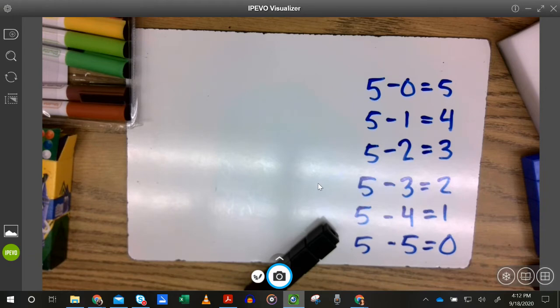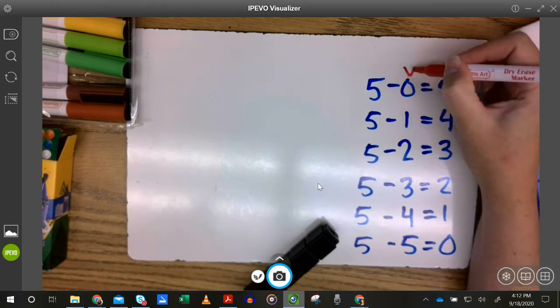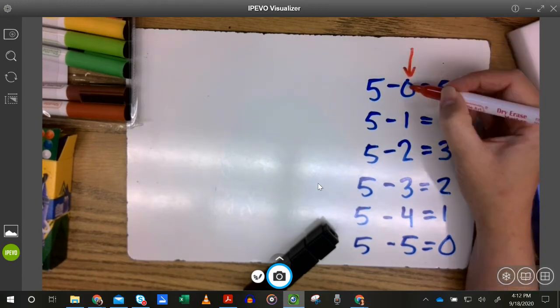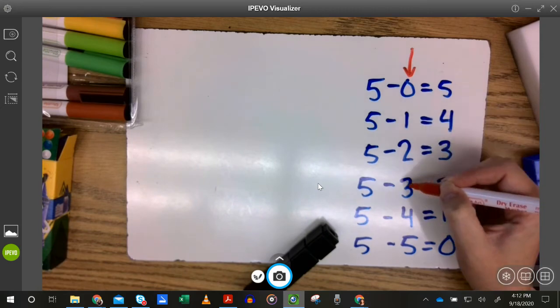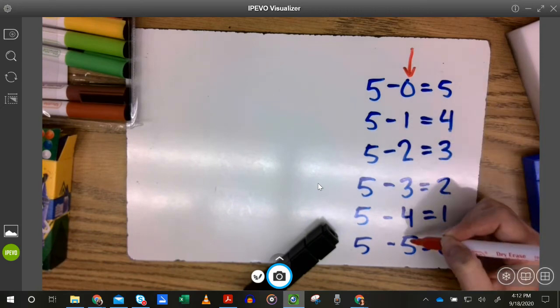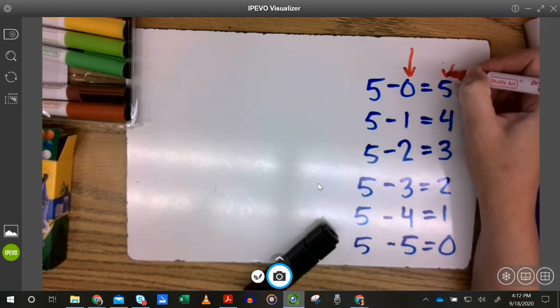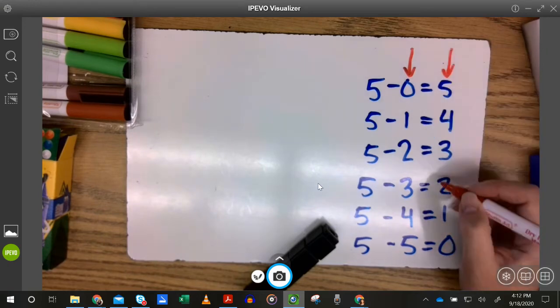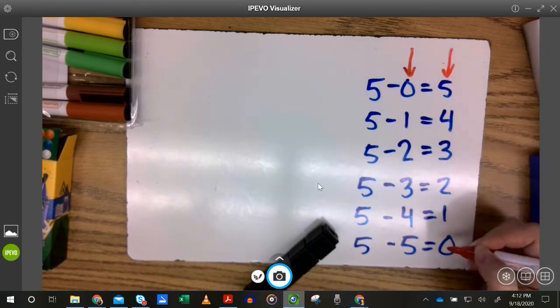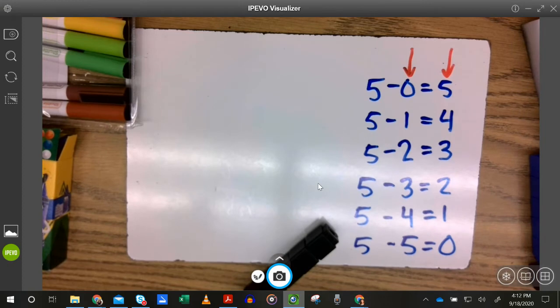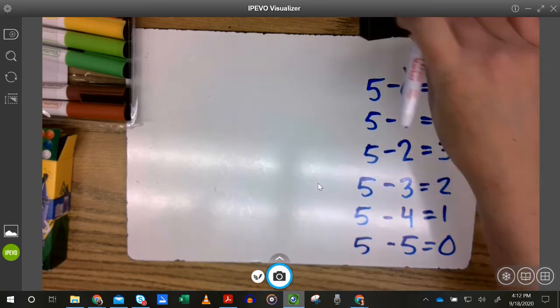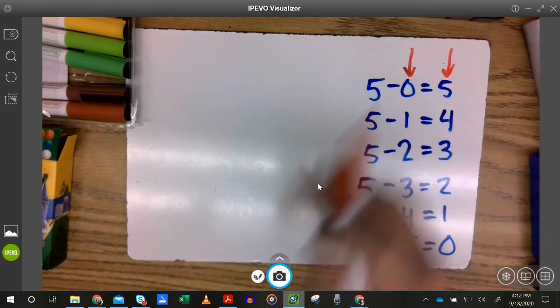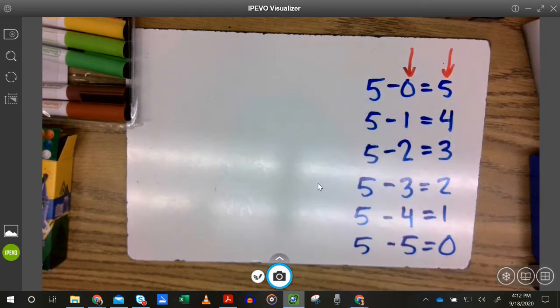Look at the numbers. Notice that if the part I take away gets bigger, then the part that's left gets smaller. Do you remember that same idea when we were doing addition? Let me write down what the addition was that we had.